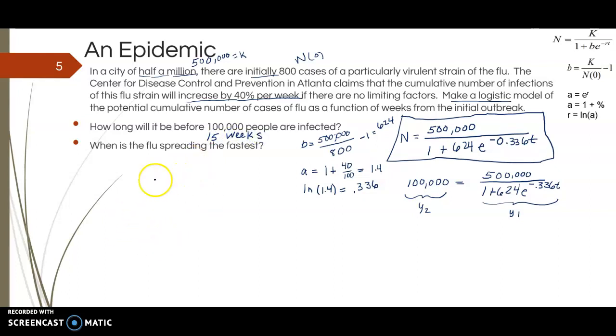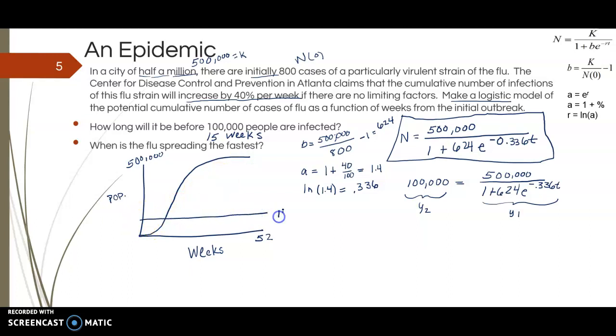So I'm going to draw a quick sketch here, which would be my work for this. Down here was weeks. We went out to 52. This would be the number of people, the population. And we went up to 500,000 because we knew that was our limiting value. And we had our logistic curve come up here. And then we graphed 100,000 right here. And we found this intersection point at 15 weeks.